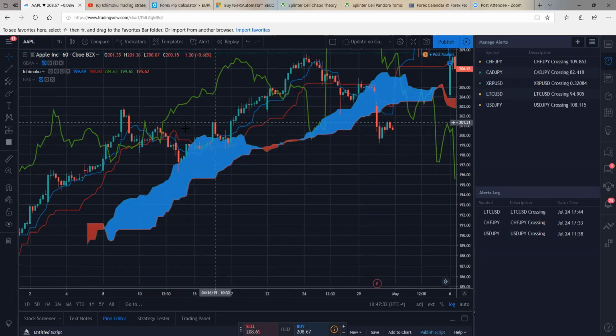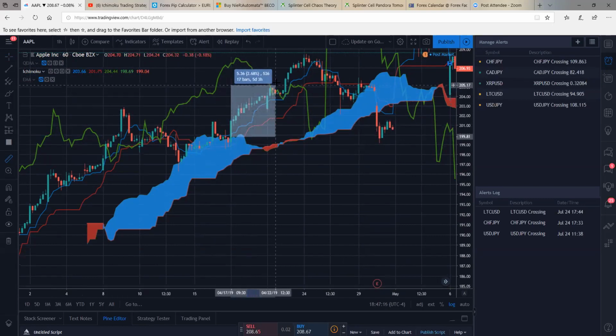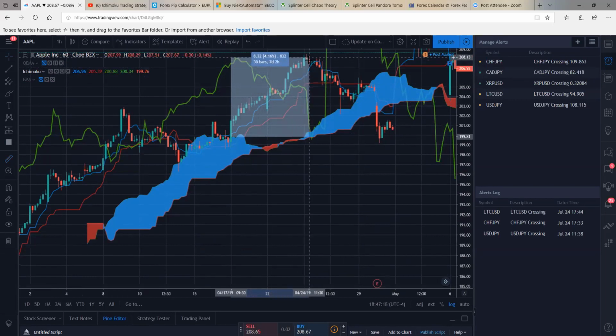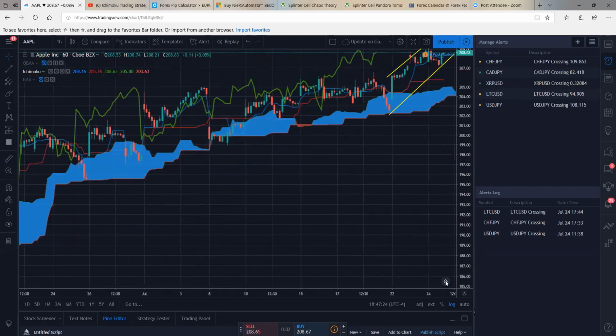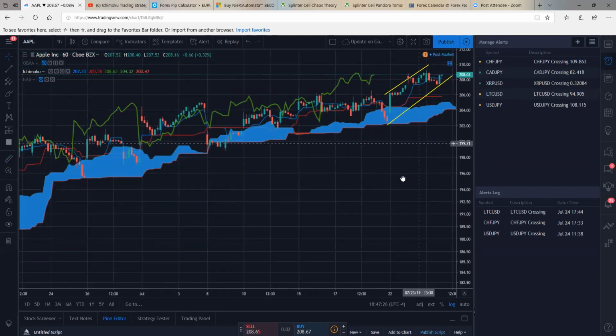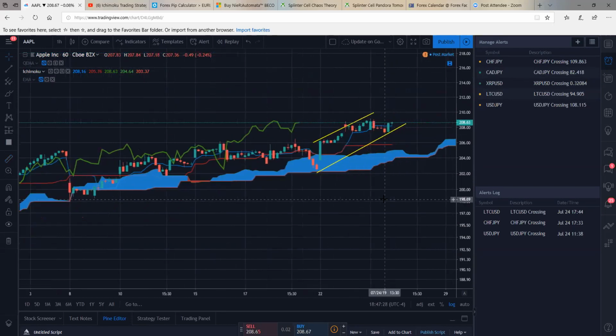Large candle pushes through. 175 stock points on Apple. Another large candle pushes through. This just kept on going. I don't have a calculator for Apple, so I don't know how much you would have gotten if you had to put $1 per point. I don't know how to calculate that.